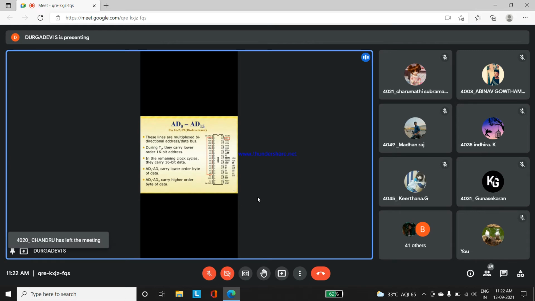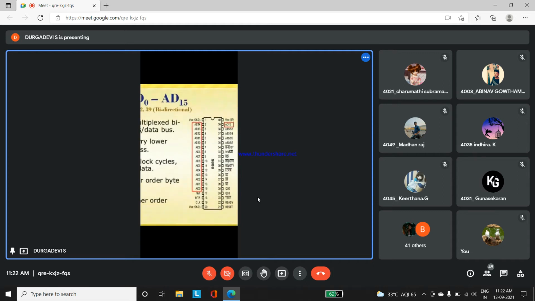Why am I giving A and D? A means address, D means data. See the pin numbers: pin number 2 to pin number 16, and pin number 39. Through these pins only, data will be transferred from processor to memory or memory to processor. So totally how many pins are there? 16 pins.